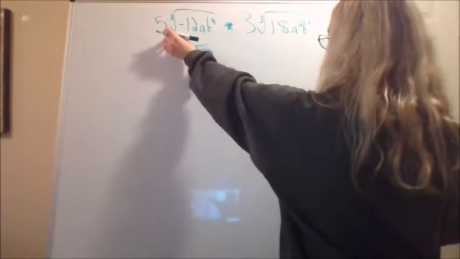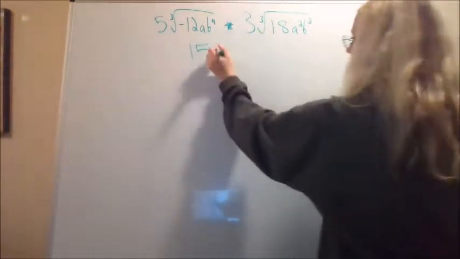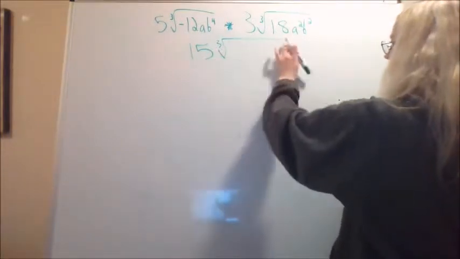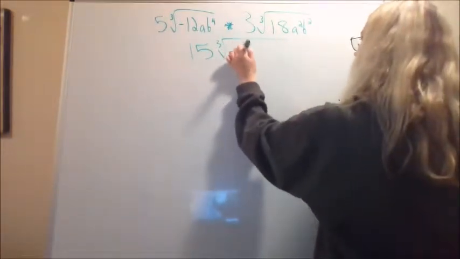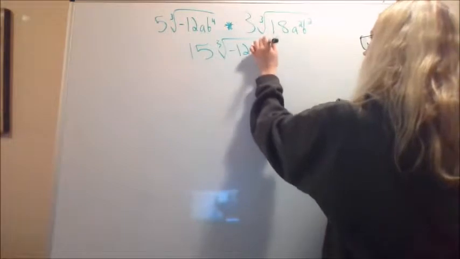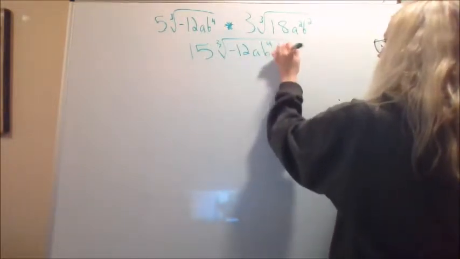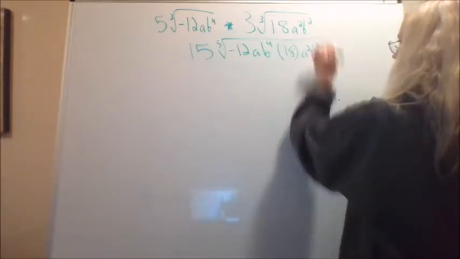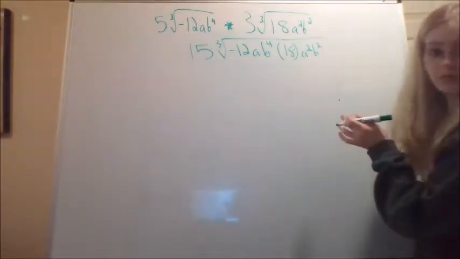And since we have the third root here and the third root here, we can multiply the contents of both together within one third root radical. Negative 12 ab to the fourth times 18 a squared b squared. That's what we have. Now we just need to simplify it.